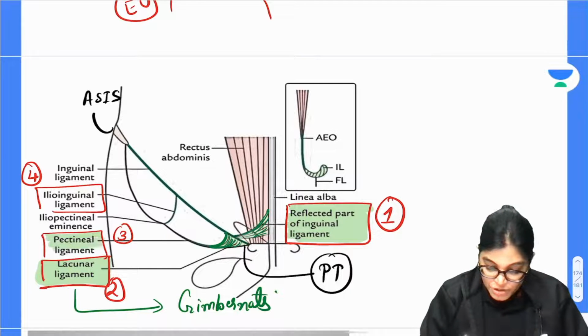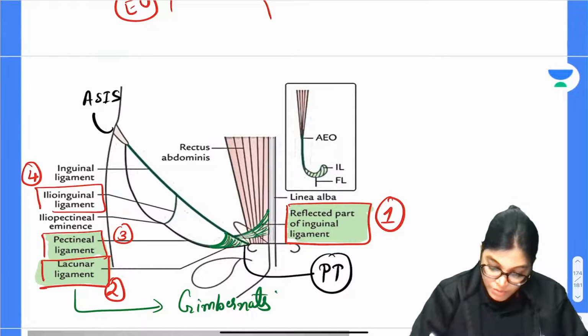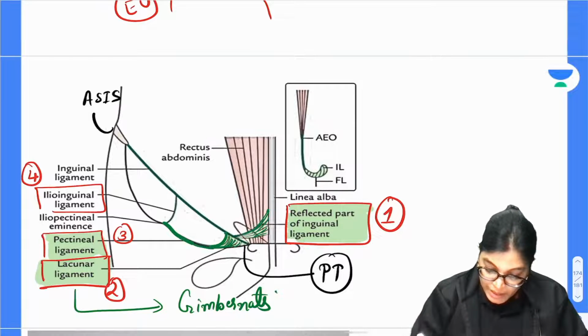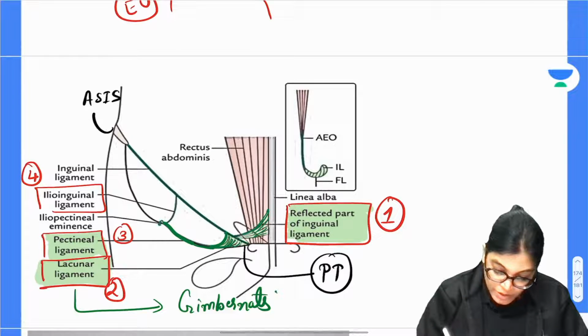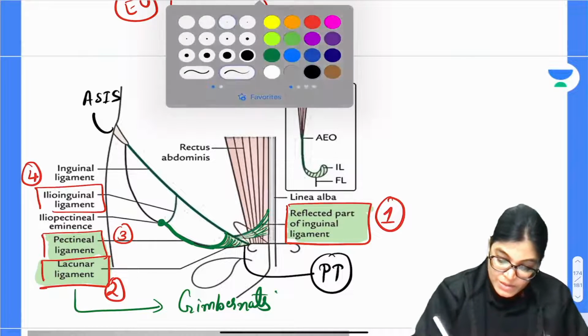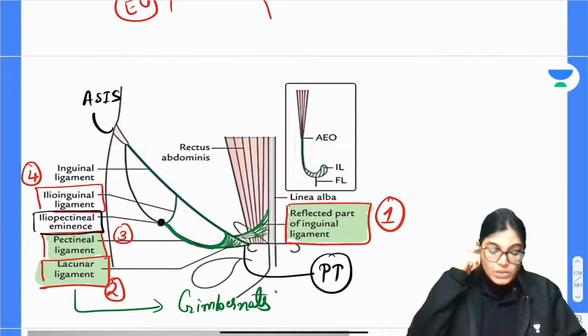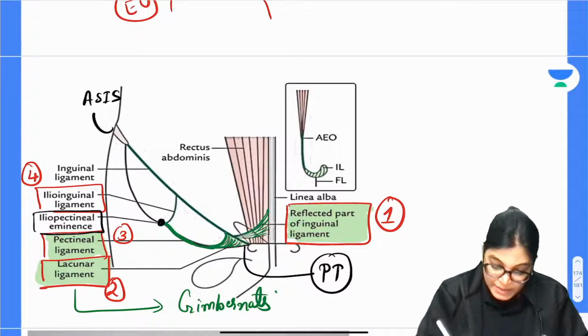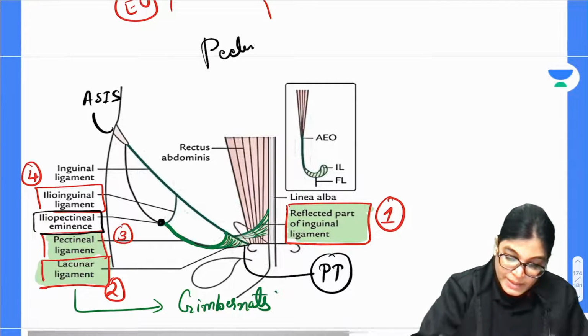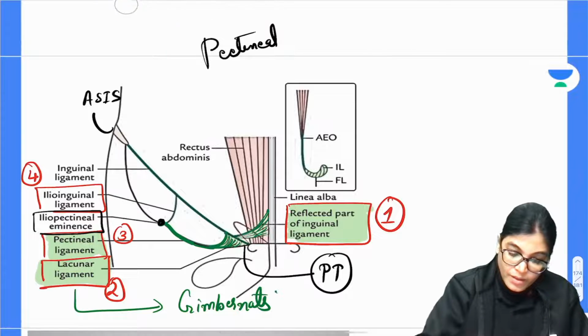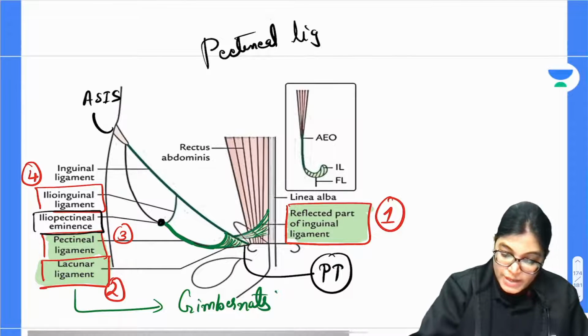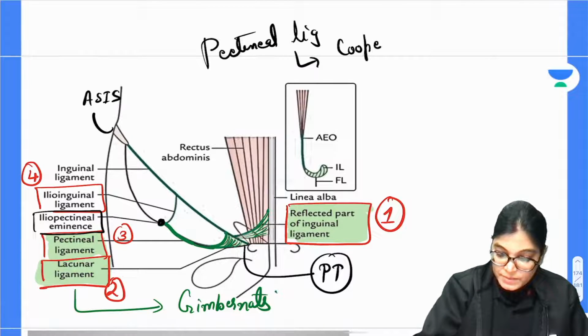The third extension is the pectineal ligament, which is an extension protruding from Gimbernat's ligament to the level of the iliopectineal eminence. This eminence is called the iliopectineal eminence. So please note down, the pectineal ligament is also called Cooper's ligament.